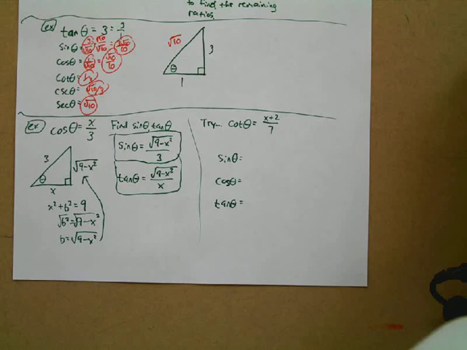The square root of a sum is not equal to the individual square roots added together. In other words, if you have the square root of x squared plus 9, that does not equal x plus 3. You can't take the individual square roots of those things.